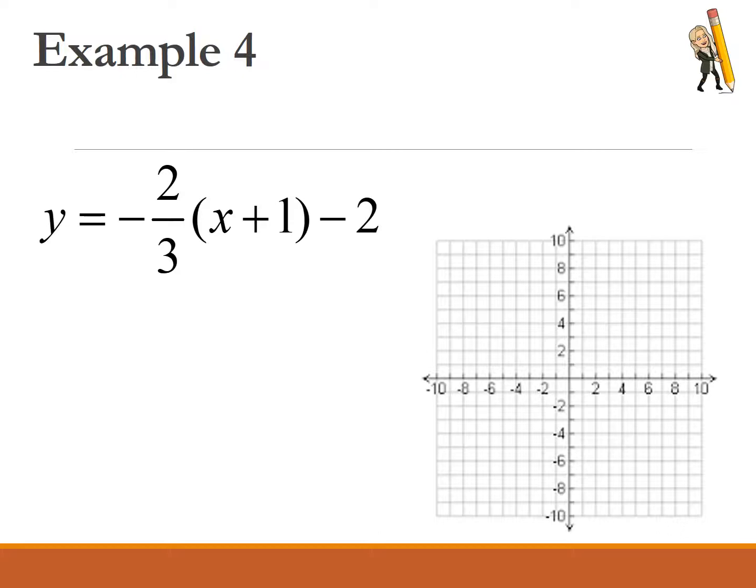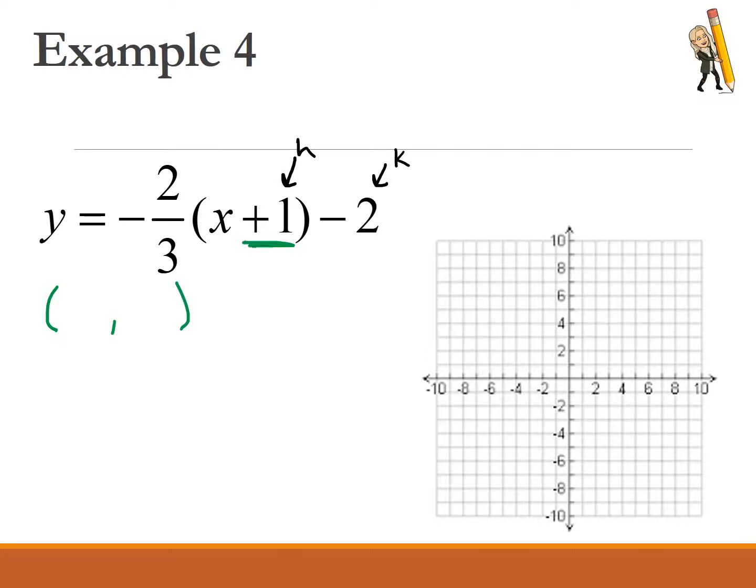This again is in that translated form. So here I have my h value, and here I have my k value. I need to pull out that point. I'm going to change colors quick. I have to pull out that point so that I have somewhere to start.